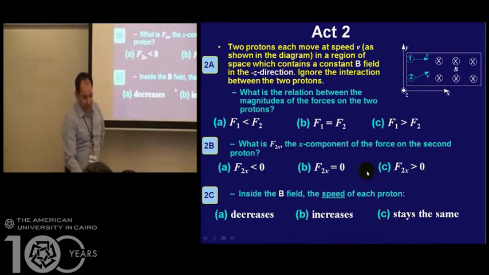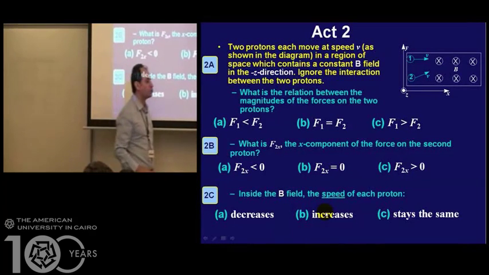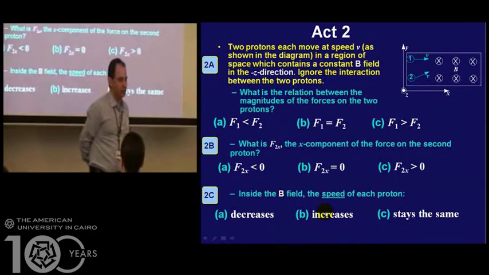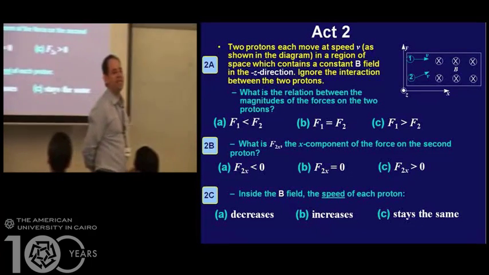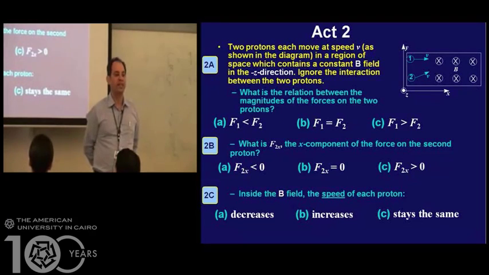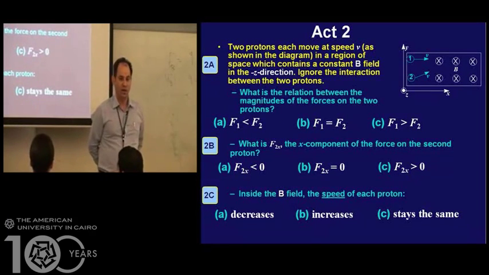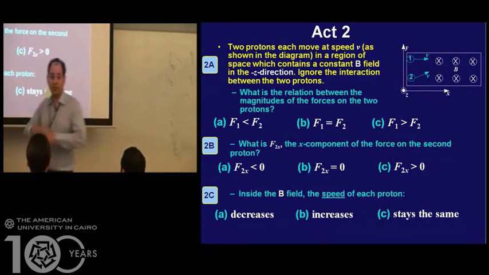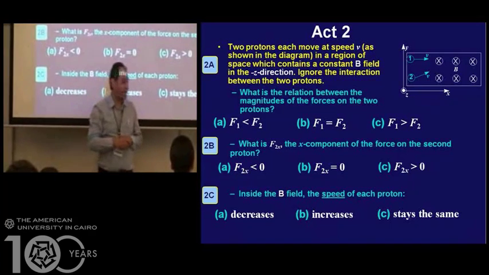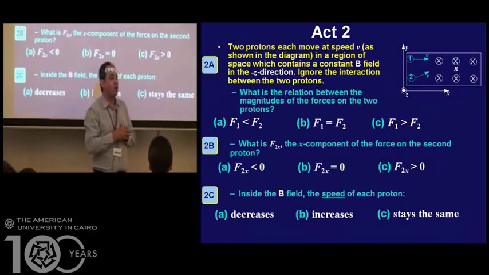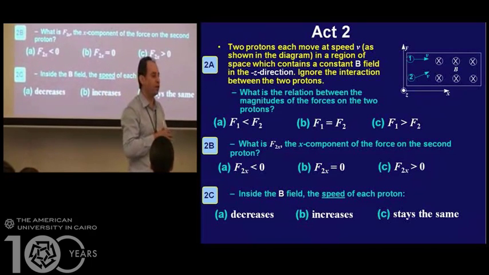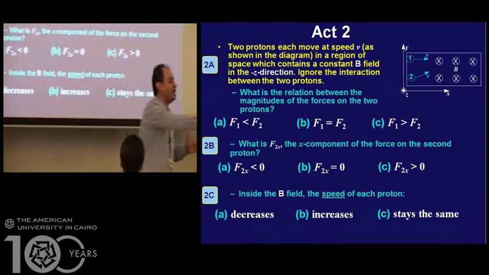Part three. Inside the magnetic field, what happens to the speed of the protons? What is the meaning of speed? Only the magnitude of the velocity. Do you remember what Umar asked 15 minutes ago? He said, what happens to the direction of that object after it goes inside the magnetic field?